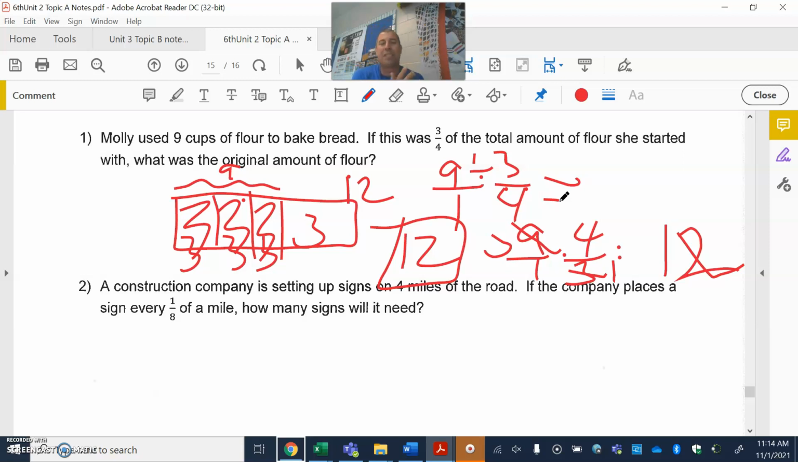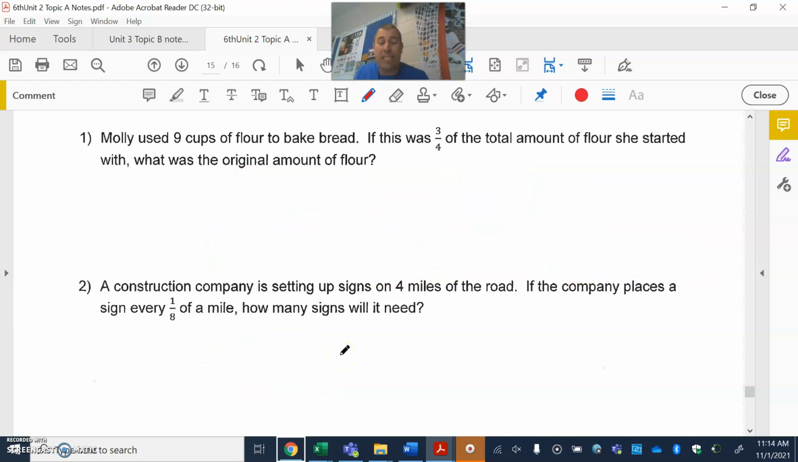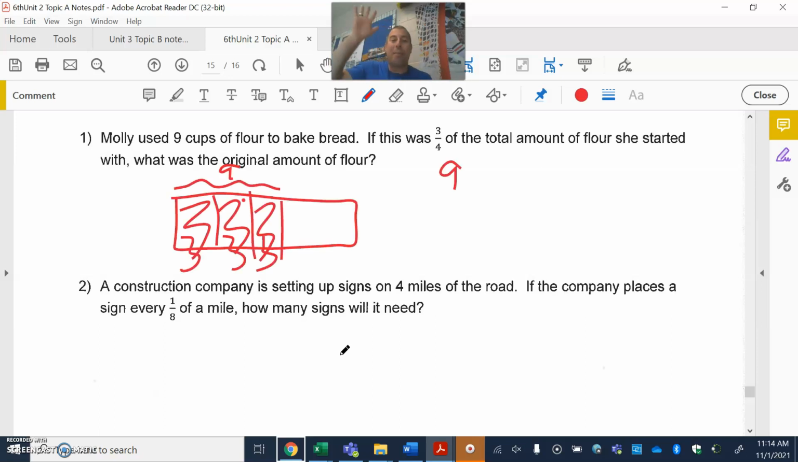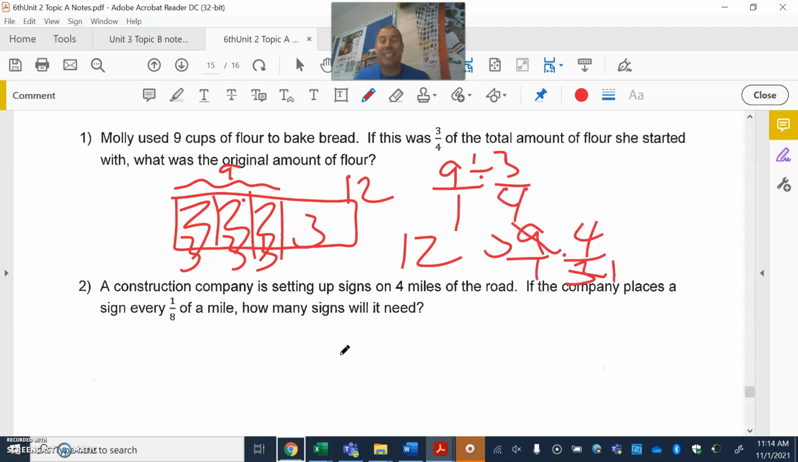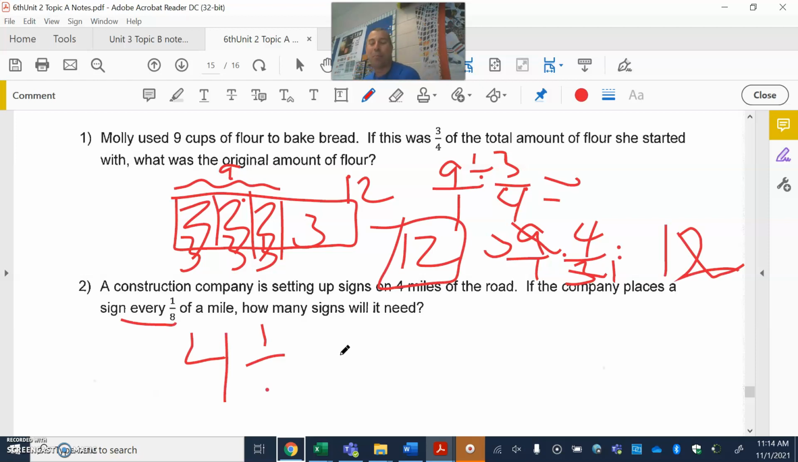The construction company is setting up signs on 4 miles of the road. If the company places a sign every 1/8 of a mile. Okay, every is a lot like each. We could say the company places a sign each 1/8. That's really doing the exact same thing. So we're dealing with a 4, and then we're dividing it up by every 1/8. And we want to know, okay, how many signs is that going to be? Pause for one moment and look down a little bit lower. I don't want you to always think the bigger number first and then the smaller number second. No, sometimes it is, sometimes it isn't. So we really have to work at the context of the problem that's there.